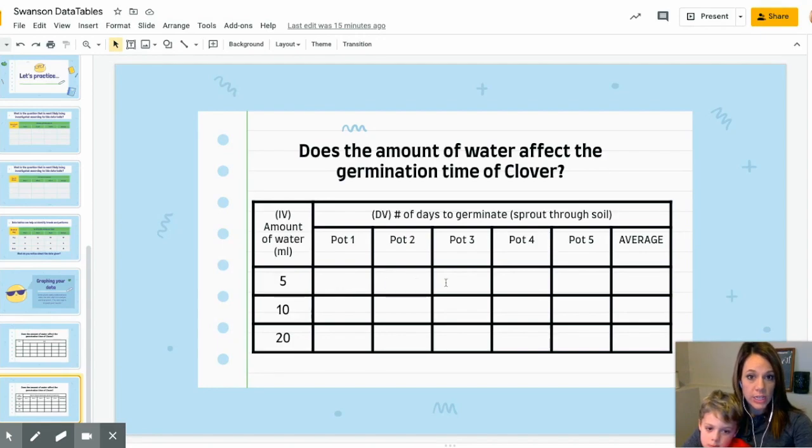So again, for each amount of water, I have 5 different pots, and I have a spot in my data table to find the average, which in a couple days we'll learn how to do, and how to analyze some of our results once we have them. So that's what our data table is going to look like. Data tables are a way of organizing all of the results that you get, and you should always have them before you start collecting your data.